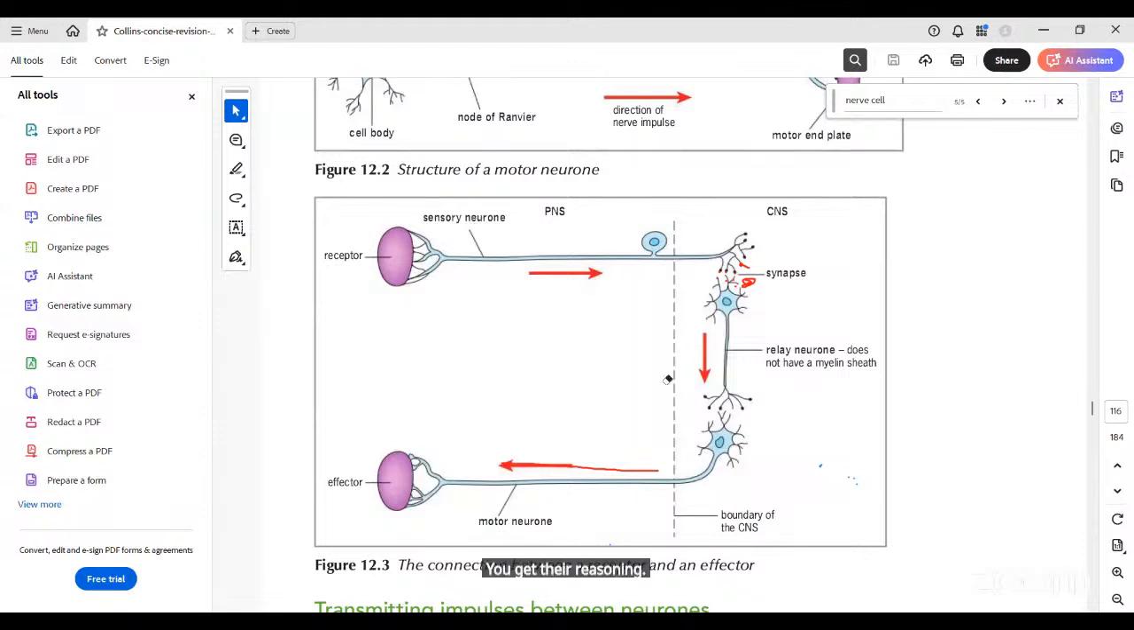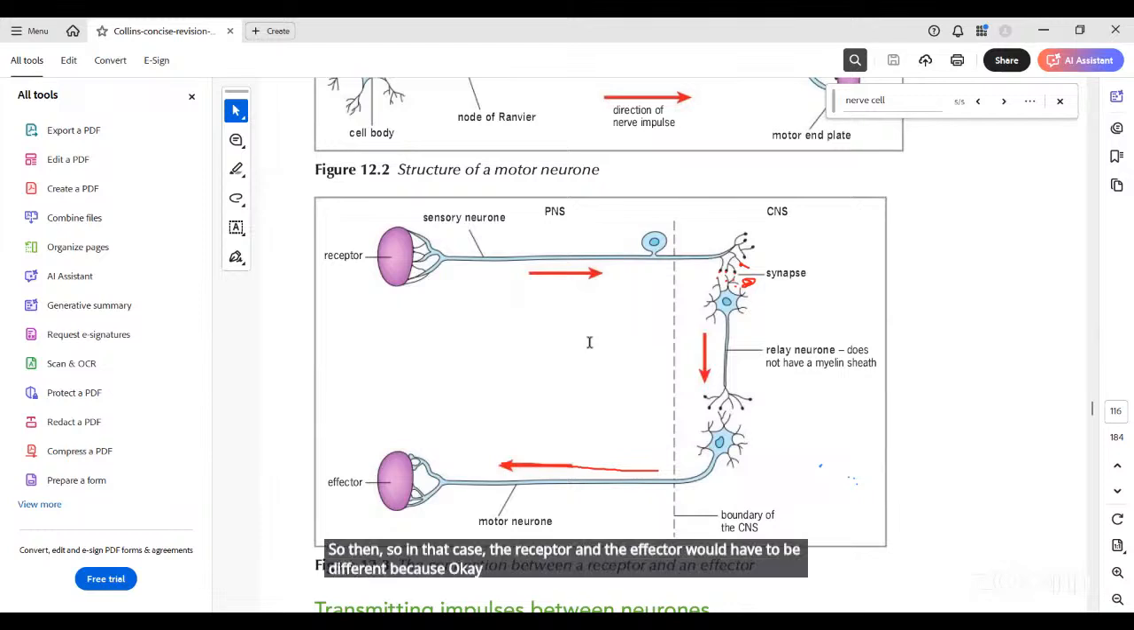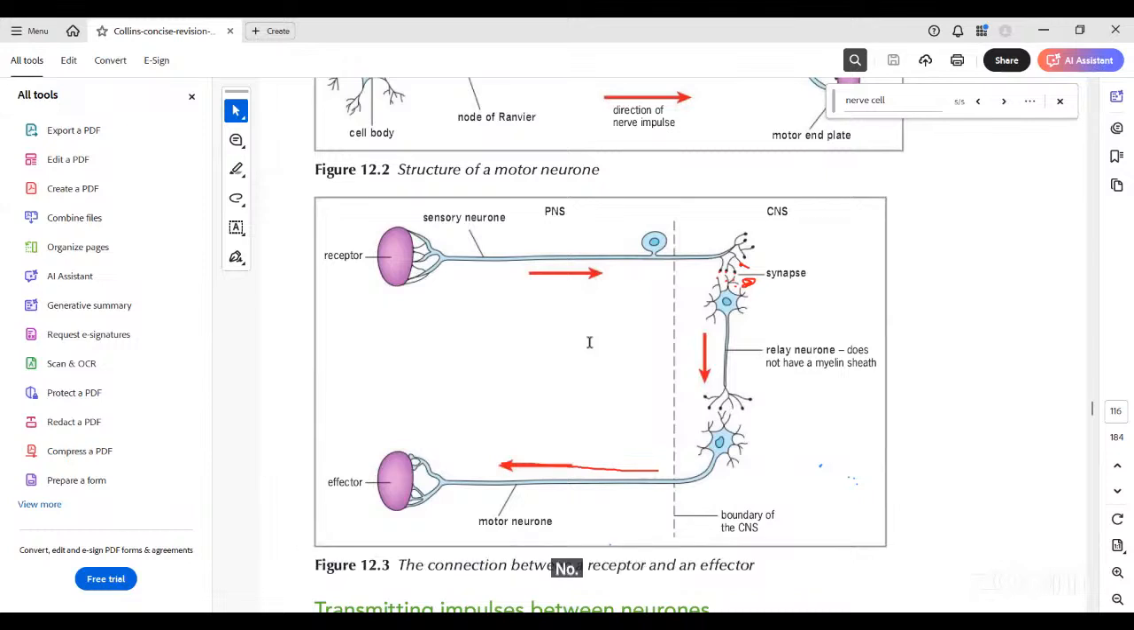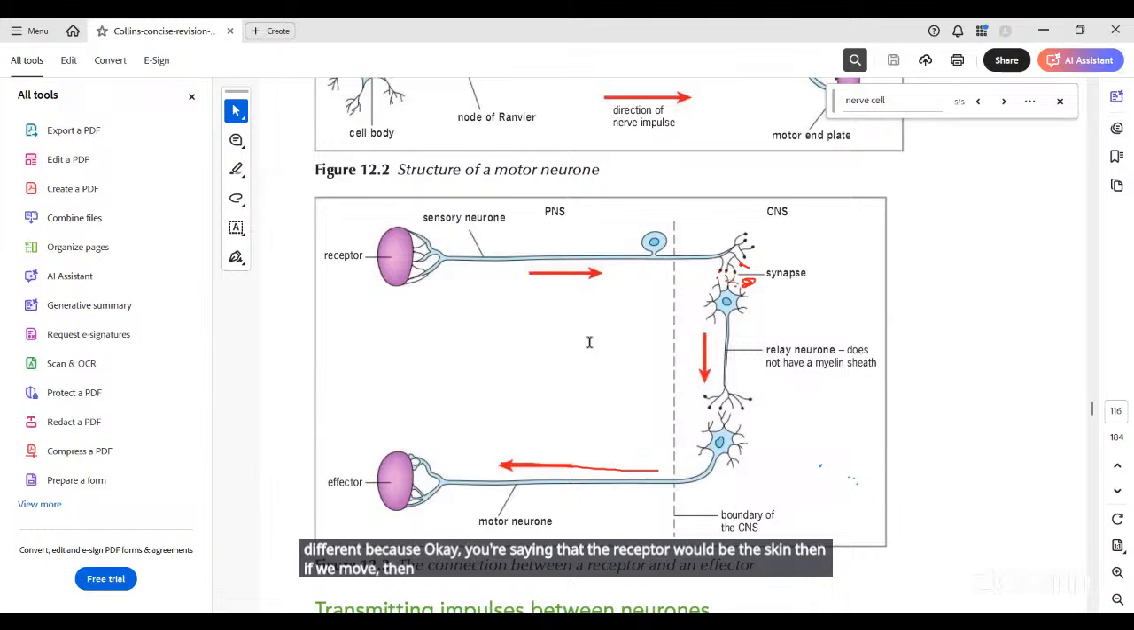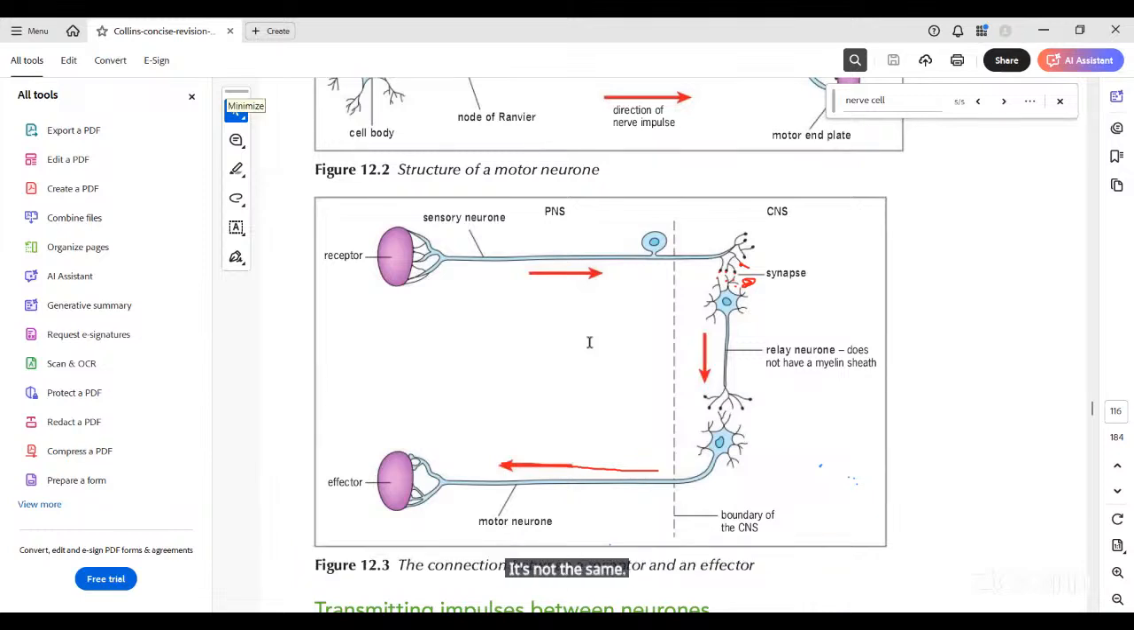Yes, sir, I do. Thank you. So in that case, the receptor and the effector would have to be different, because you're saying that the receptor would be the skin. Then if we move, that's the muscle. It's not the skin that makes us move. So it's not the same. Okay.